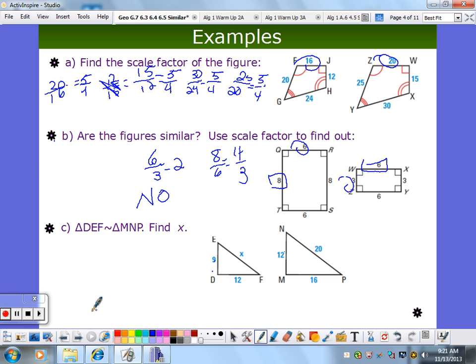Does it work for 9 to 12? Let's see, what's 9 to 12? 3 to 4. And then, let's see, does it work for 12 to 16? Yep, 3 to 4. So what should X to 20 be? 3 to 4, right? If these are indeed similar.